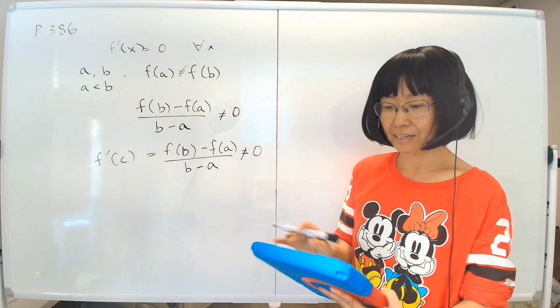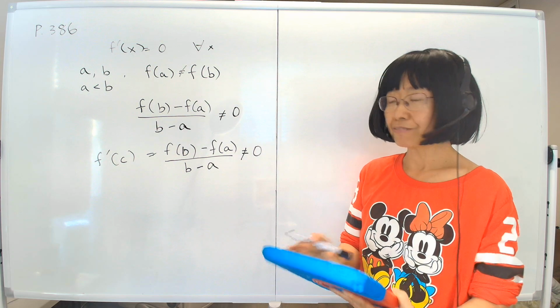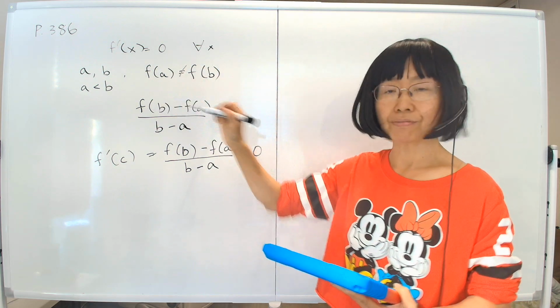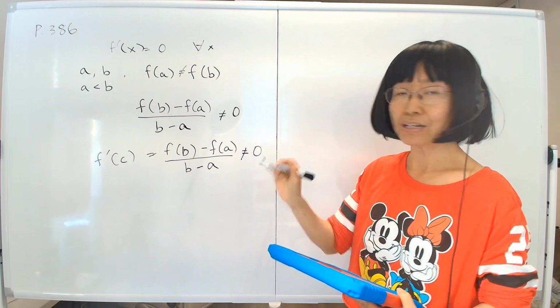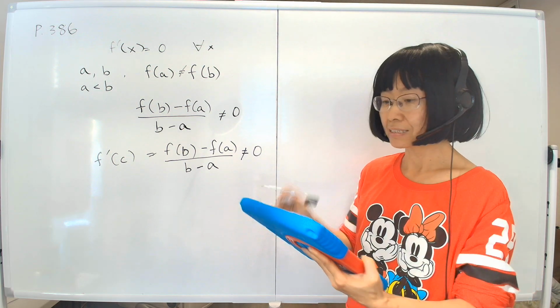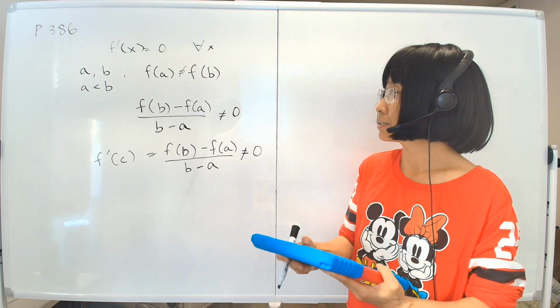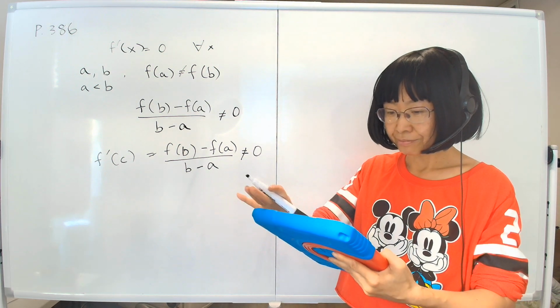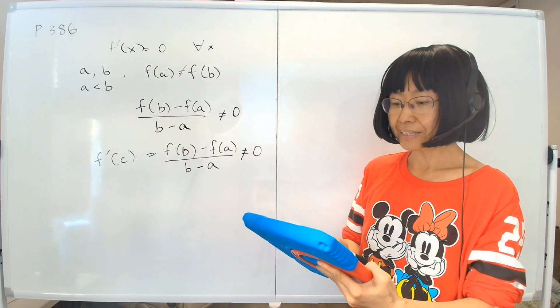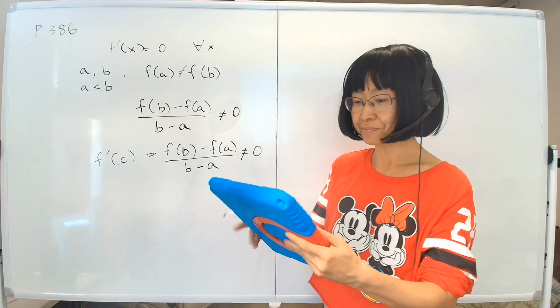So, to repeat it, it means if you have a function where the derivative is 0 for all x, then the function has to be a constant function. The function is just f of x equal to some number. So next, let's look at corollary 2.